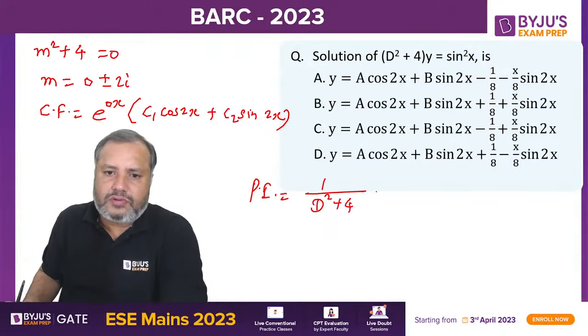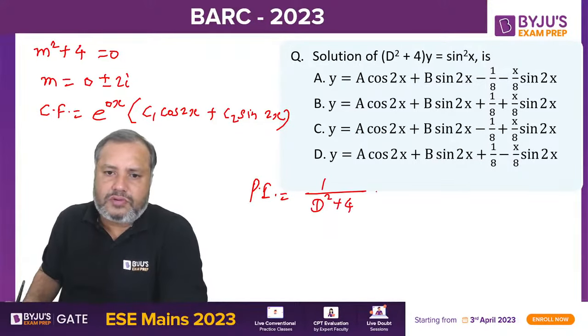Sin square x can be written as (1 minus cos 2x) by 2. Correct? The 1 by 2 is taken out. This 1 can be written as e raised to 0x. In the first part we are applying case 1, and in the second part we have to apply case 2. So case 1, replace D by 0, D by a. So 1 by 4, first term.